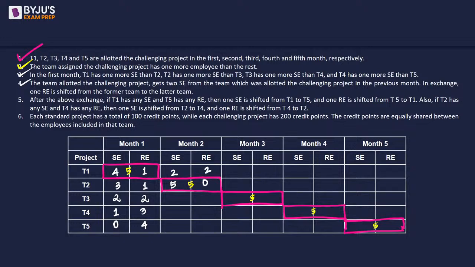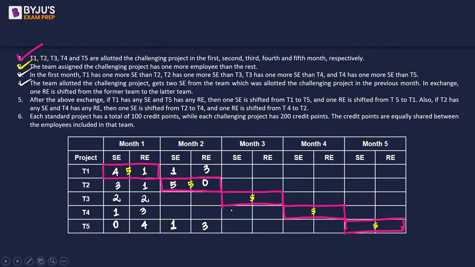After the above exchange, if T1 has any SE and T5 has any RE, then 1 SE is shifted from T1 to T5 and 1 RE is shifted from T5 to T1. So this interchange is going to happen. Since we have 2 and 2 here, one 2 will go down here, and out of this 4, 1 will go here, so that this becomes 3. So this is the switch that is going to happen. Okay.